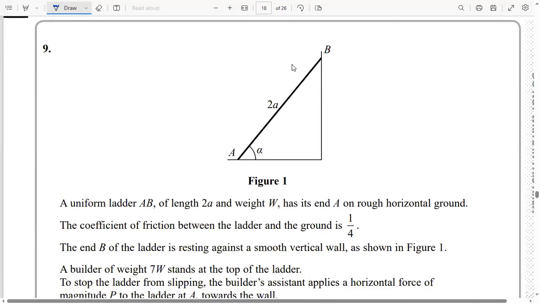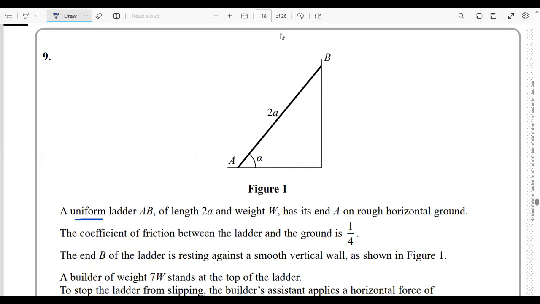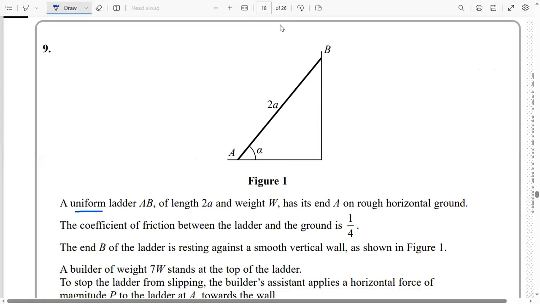What we assume with these questions, especially when you see the word uniform, is that the mass is distributed equally throughout the ladder. So we're going to take the center of mass to be in the middle, a length of A from this capital A along. So you've got your weight of W there.